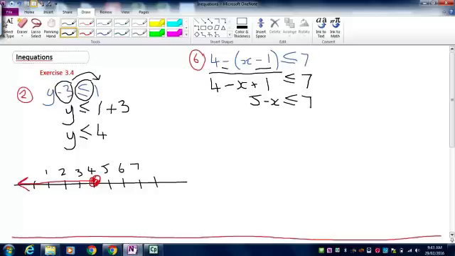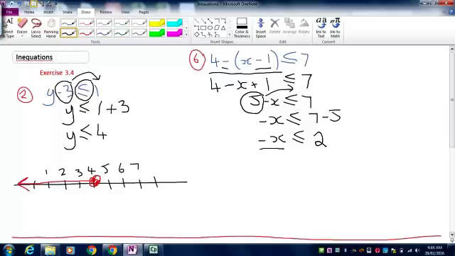Now I want to move that 5 away to leave the x by itself. So when I move that 5, it's going to become a negative 5 over the other side. So I'll have negative x on the left hand side is less than or equal to 7 take away 5. So tidying up on the line below, I get negative x is less than or equal to 7 take away 5 gives me 2.